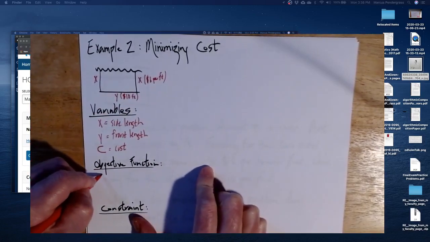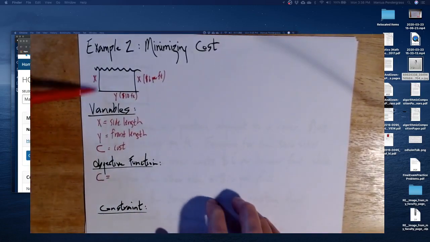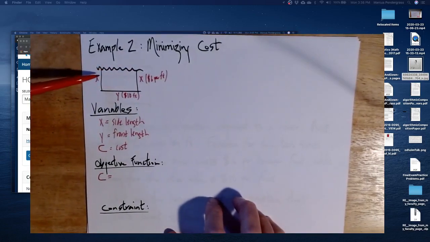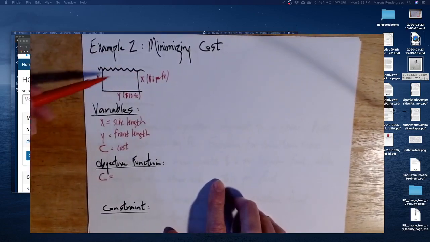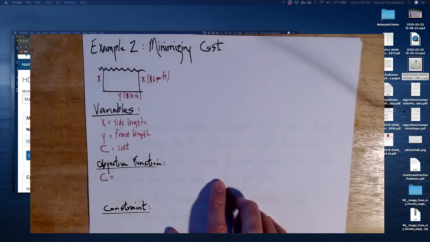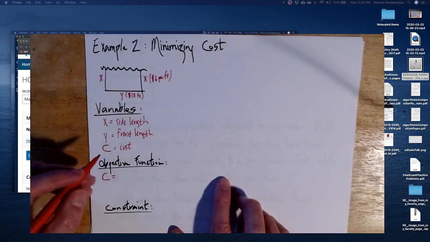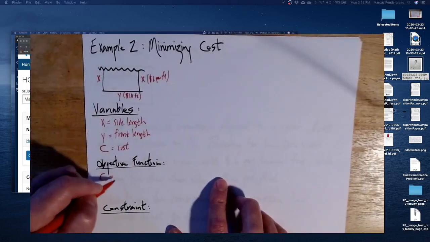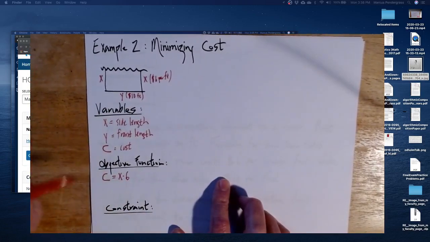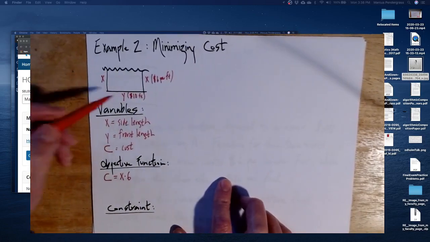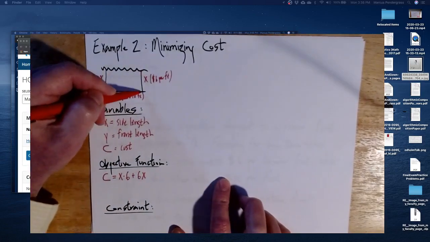Our objective function is the cost, right? So what would be the cost of building this fence? I'm ignoring labor costs, by the way, but what would just be the cost of the fencing itself if I had these dimensions, x on the sides, y on the front? Well, to fence the two sides, like to fence this side here, I have x feet, and then it's $6 per foot, so it would cost 6x in order to fence that side, and obviously it would cost 6x to fence the other side as well.